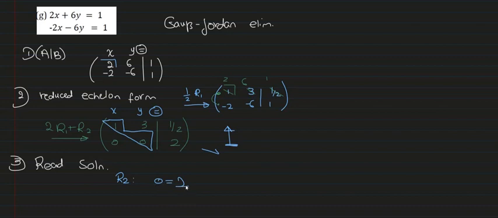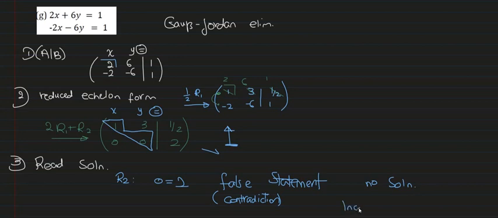Once you find a contradiction like this or a false statement, this indicates what? The false statement is a contradiction. And it means that this system has no solution, yes. Or you might call it inconsistent. Inconsistent means it has no solution. Perfect.